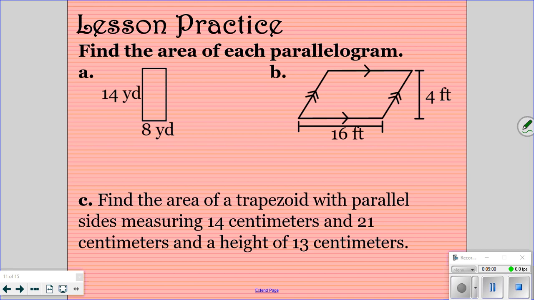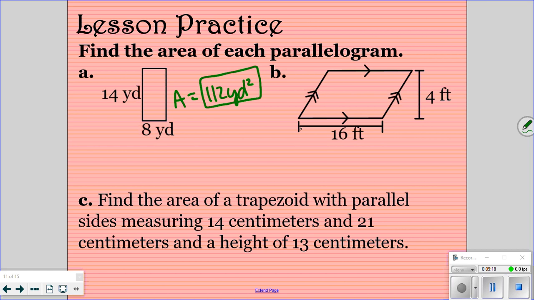So now let's try some practice problems. Y'all try these by yourself, and then once y'all are finished, y'all can unpause the video and I'll go over it. So for the first one, you're going to do 14 times 8, and so your area is going to equal 112 yards squared.